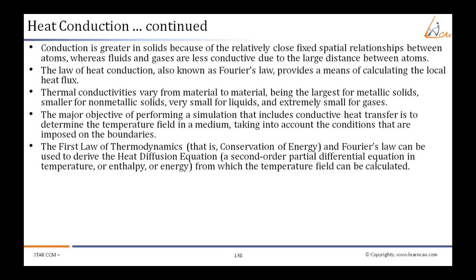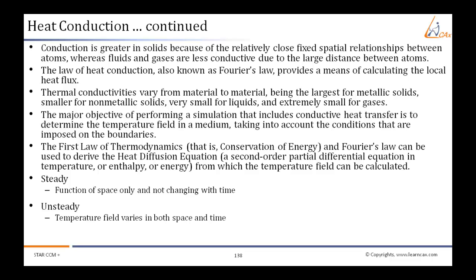The first law of thermodynamics and Fourier's law can be used to derive the heat diffusion equation. This is a second order partial differential equation in temperature or enthalpy or energy. From this, the temperature field can be calculated. This temperature solution can be steady, a function of space only and not changing with time, or unsteady. The temperature field varies in both space and time, as for example in metal quenching applications.